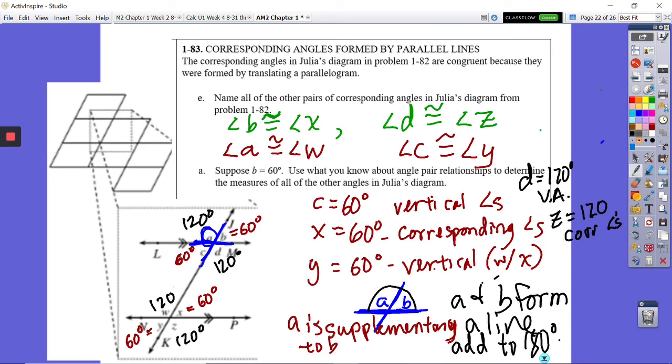And W is 120, vertical angles. So I found them all, all of the measures in the whole picture. Isn't that crazy? Just with knowing one, I can find everything. It's pretty awesome. Okay, and that should have been F. I don't know why the numbering got switched up there. I'll change it so on your guide it's not.